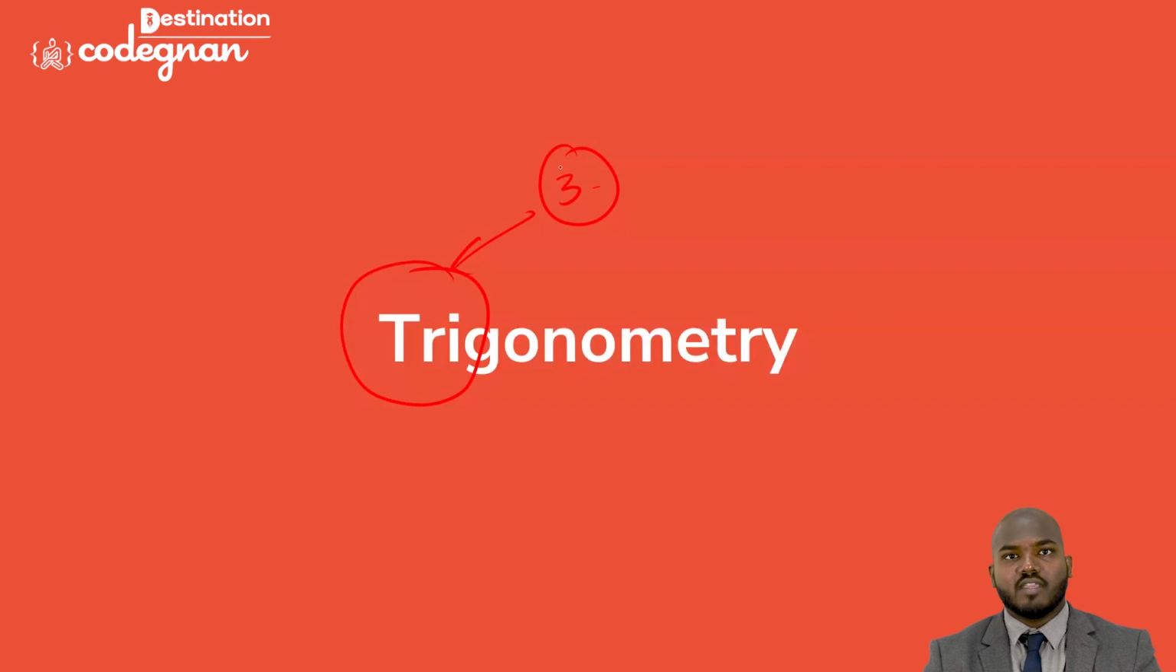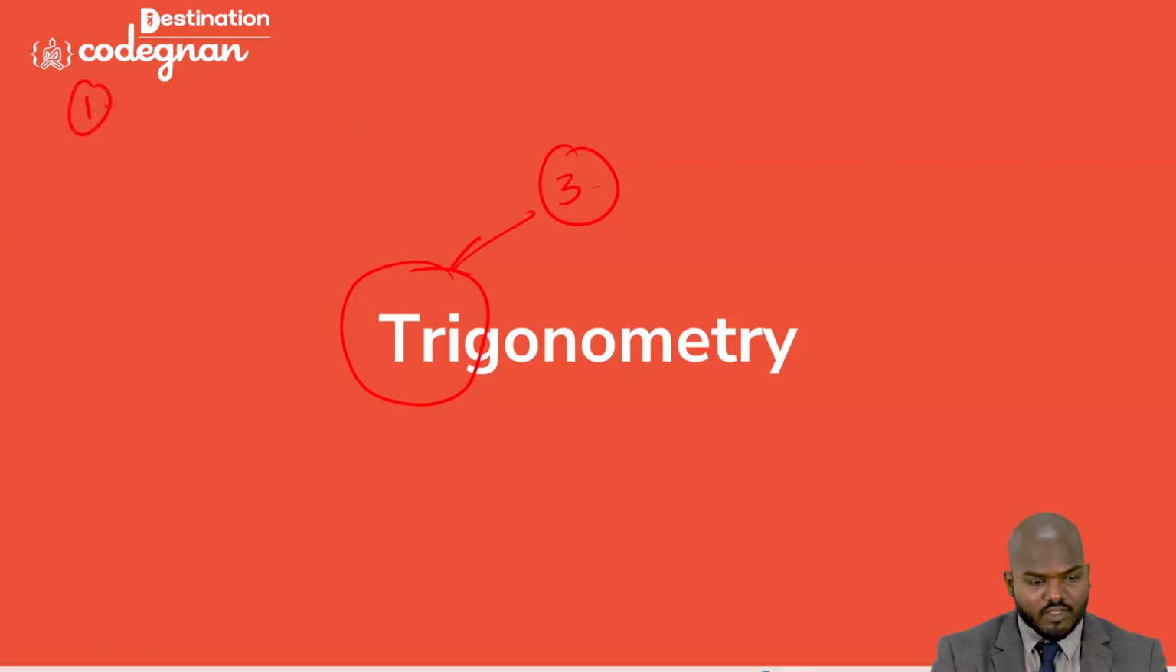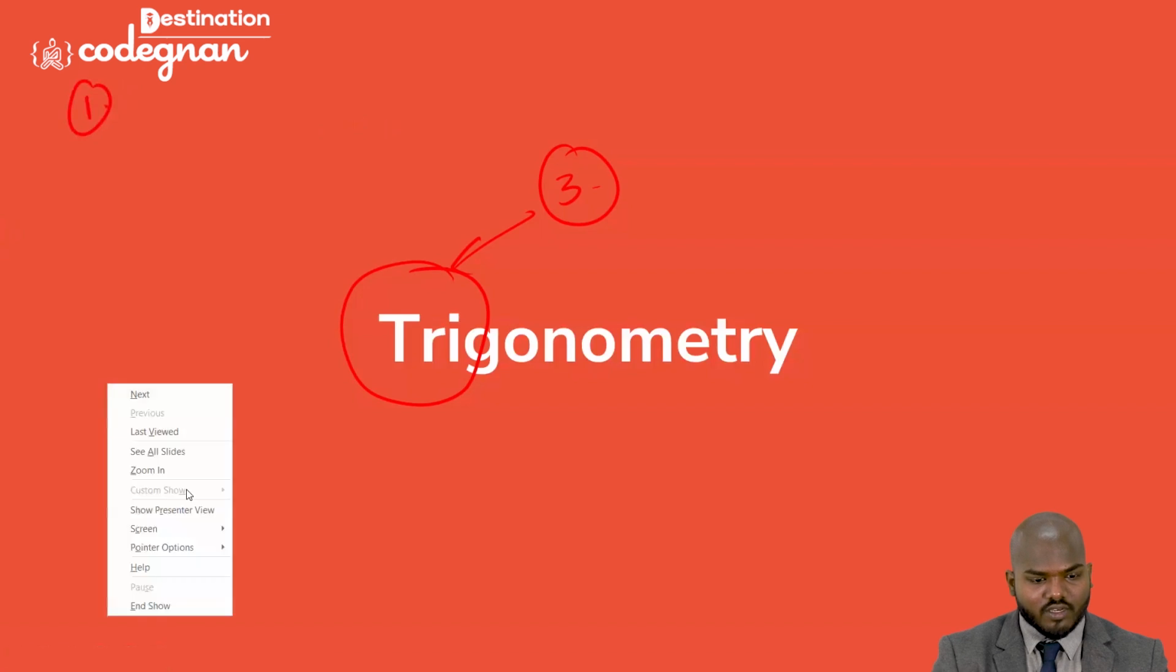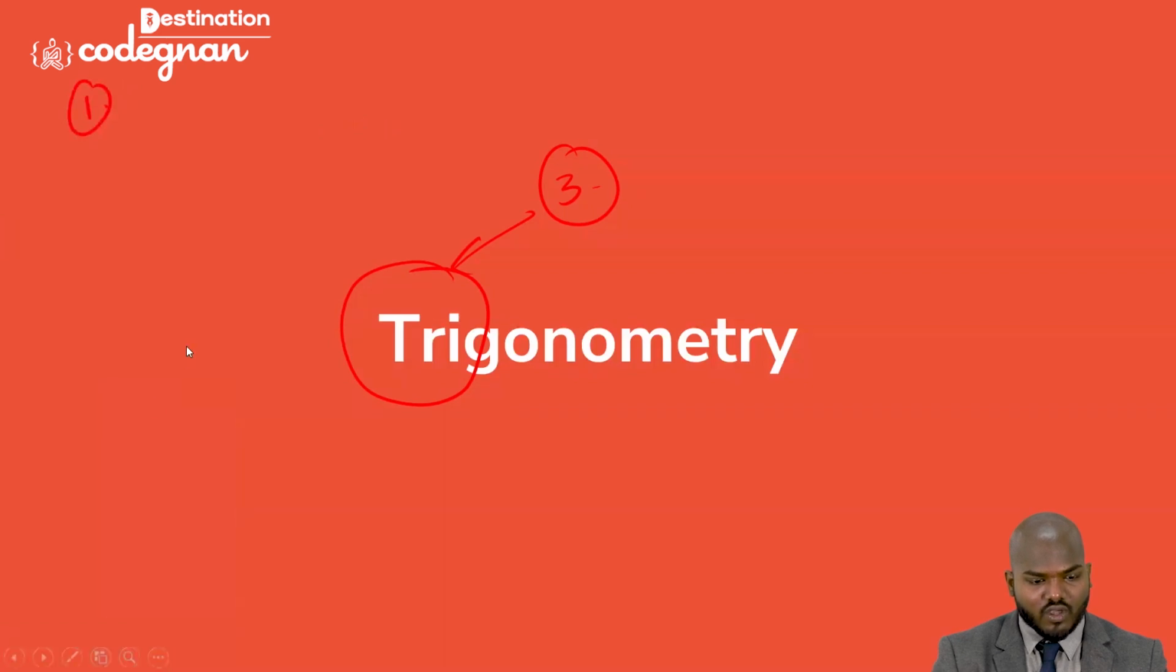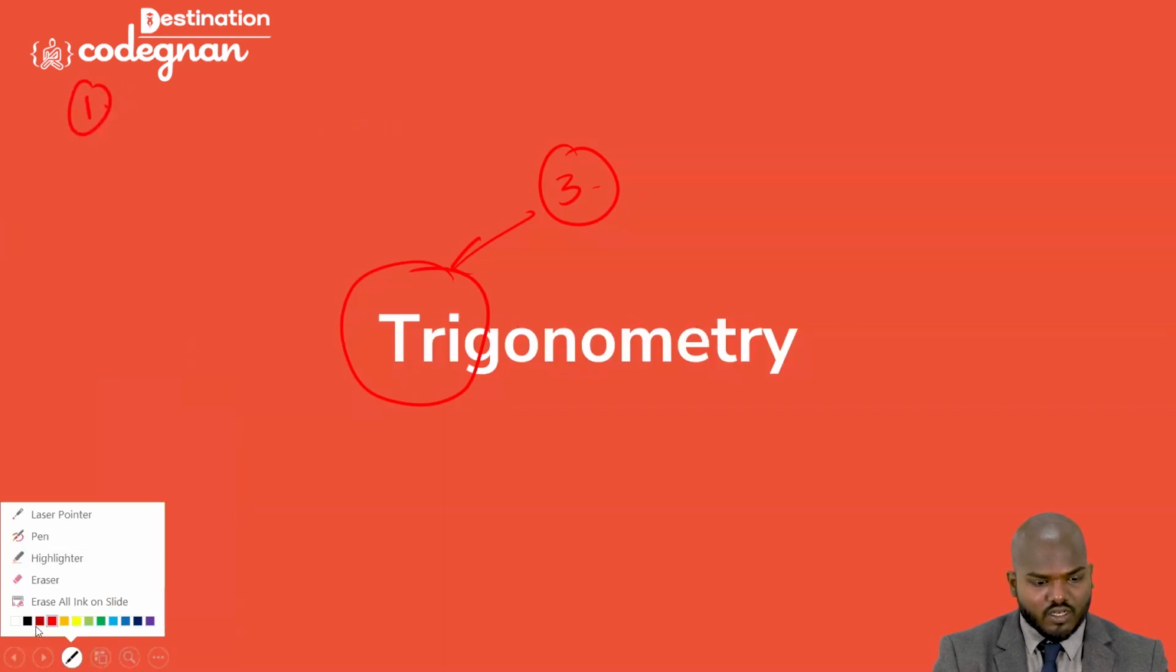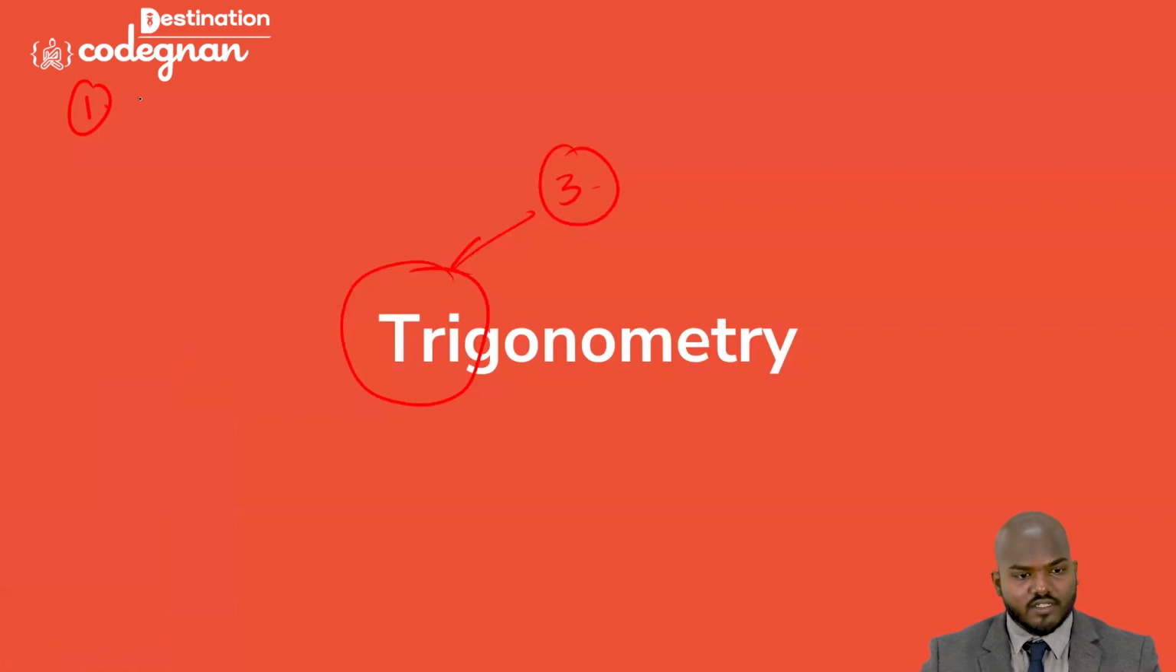Trigonometry is just measuring the sides; it is one of the branches of mathematics that deals with three-sided figures or shapes. Coming to this, guys, we have two methods. The first one we can call formula based, and the second one we can call application based.